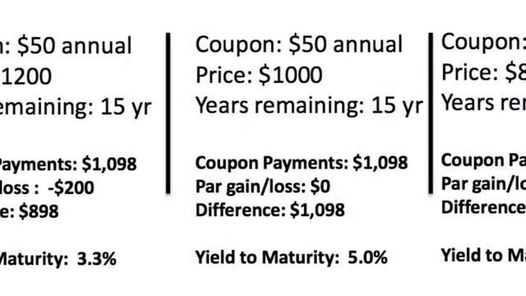So let's go to the second one. Let's assume that it's a $1,000 par bond. He bought it for $1,000. He's got 15 years remaining on it, and so the coupon payments, the compound interest on those coupon payments, would be the same thing, $1,098. But he has no gain or loss from his purchase price to the face value. So the difference is just going to be the $1,098, and the yield to maturity is 5%. Okay, so when you're buying it for the same price as the face or par value, you're going to see that coupon yield be exactly what it says on the bond.